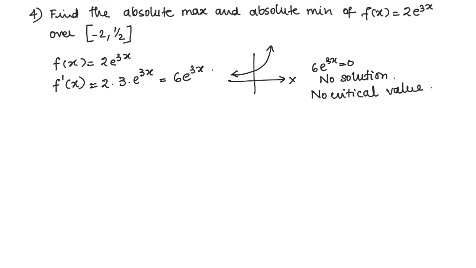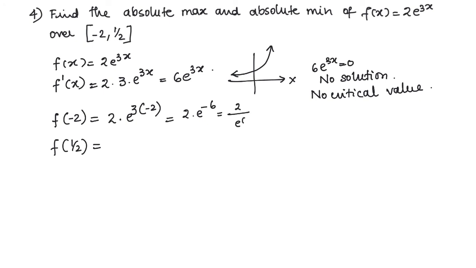So f of x has no critical value. So absolute extrema must be at the endpoints of the interval. So evaluate the function at the endpoints now. So find f of negative 2 and f of half. So f of negative 2 is 2 times e power 3 times negative 2, that is 2 times e power negative 6, that is 2 over e power 6. Other one is 2 times e power 3 times half, that is 2 times e power 1.5.